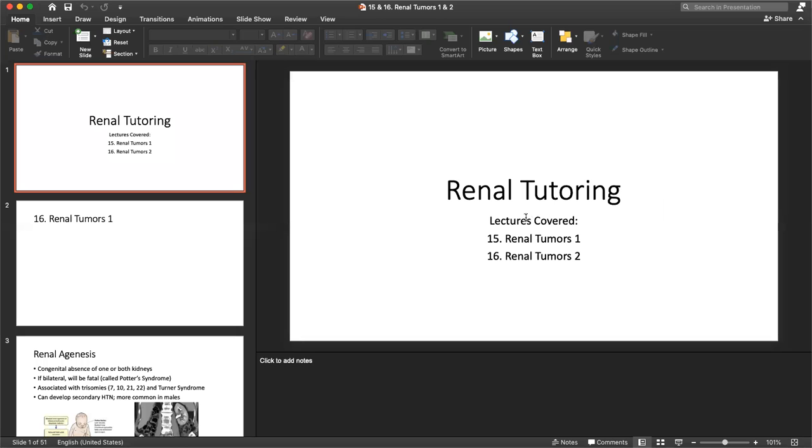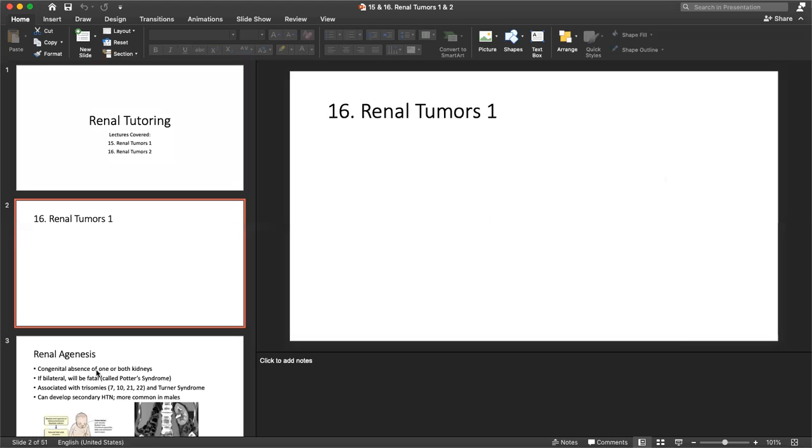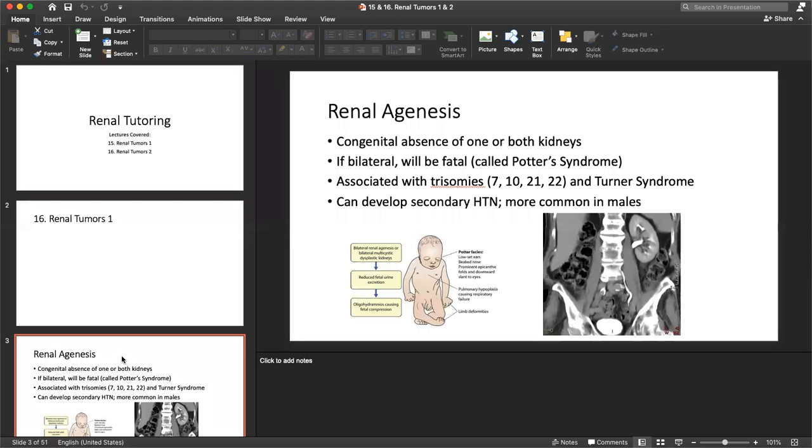All right. So now renal tumors 1 and 2. Renal tumors 1. So there could be renal agenesis. So it's going to be a congenital absence of a kidney or both kidneys. So we can see in this picture there's only one kidney that's showing up on the left. It's associated with our trisomy 7, 10, 21, 22, as well as Turner syndrome, and that's unilateral.